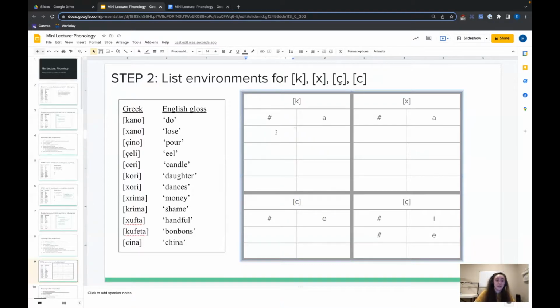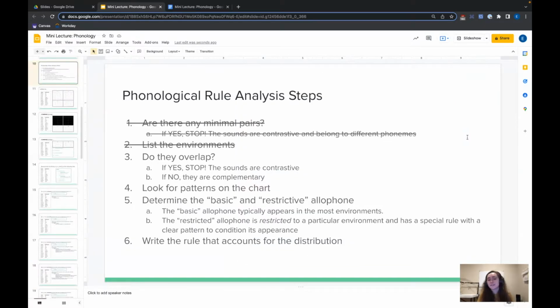And then we have the K again, the beginning of the word followed by O, and then X, beginning of the word followed by O, and then X again. This one is at the beginning of the word followed by an R. And then this K is at the beginning of the word followed by R. And then we're now down to the word that means handful. So we have another X, beginning of the word followed by U. And then for the word that means bonbons, beginning of the word followed by U. And then for the word that means China, we have beginning of the word followed by the E sound. So we've completed listing all the environments.